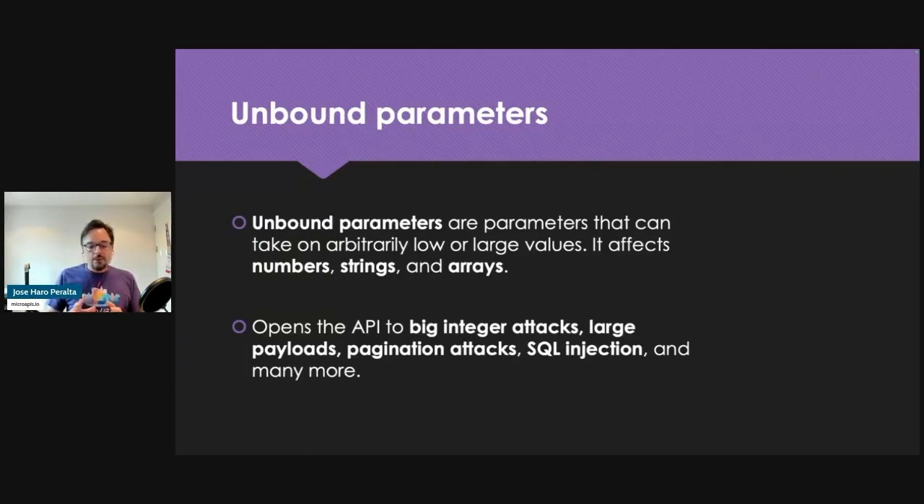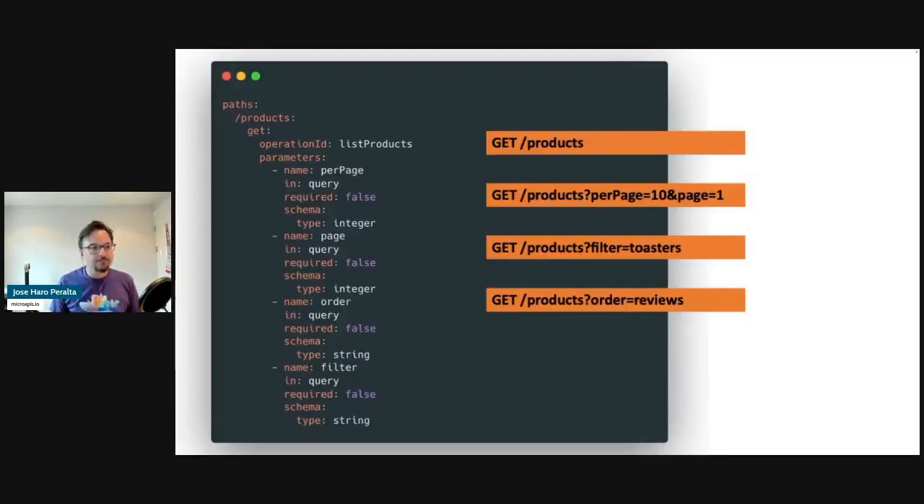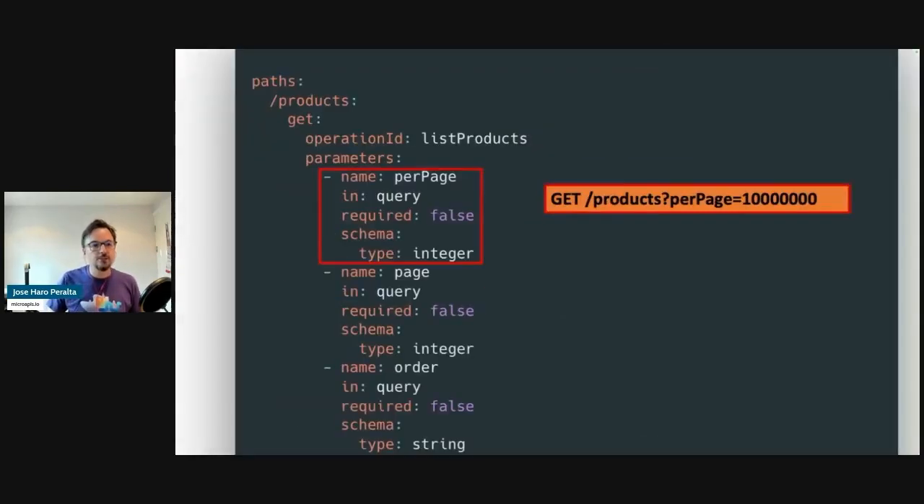The problem with these unbound parameters is they open the door for different kinds of attacks. We saw before pagination attacks. There is also big integer attack, large payload attack, SQL injection, and many more. So this is the pagination pattern we saw before. We already saw what happens with per page. We can abuse that by requesting many items per page. The problem with that, of course, is it's going to put pressure on the database.